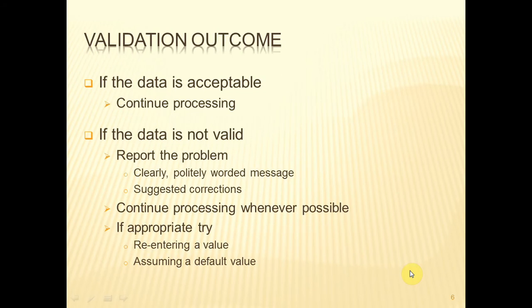So you're going to have to work out, presumably by talking with your clients, what correct means. And then you perform the validation. When the data comes in, you check it to make sure that it falls within the accepted ranges that you've been given. And if the data is acceptable, then of course you go on and process. But if it's not acceptable, if it doesn't fall within the validated range, we have to report the problem.